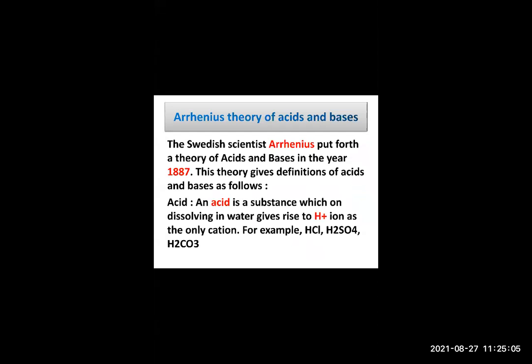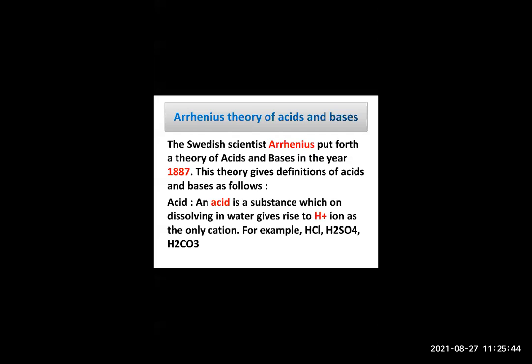Now let us study the Arrhenius theory of acids and bases. The Swedish scientist Arrhenius put forth a theory of acids and bases in the year 1887. The theory gives the definition of acids and bases. What is the theory saying? An acid is a substance which on dissolving in water gives rise to H+ ion as the only cation. For example, HCl, H2SO4, H2CO3. So we have hydrochloric acid, sulfuric acid, carbonic acid, so many acids.